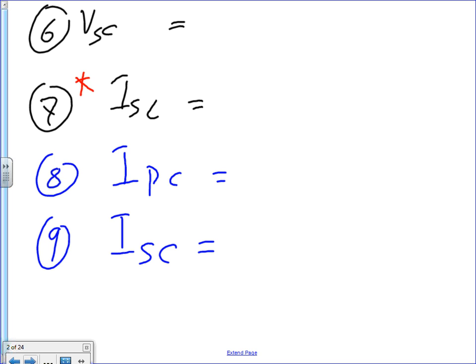Secondary coil. Okay, so for the secondary coil, what's the voltage line to neutral? 277. So this one is a piece of cake. 277 volt.